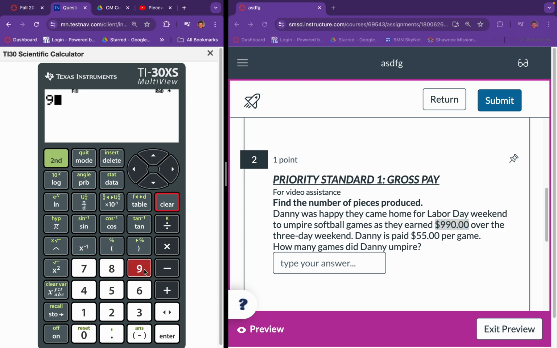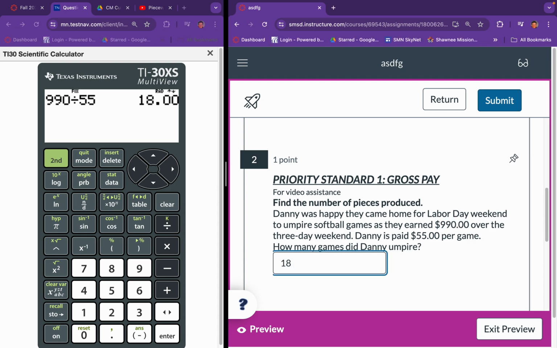So we're going to take $990 and divide it by $55 and find out that Danny worked 18 ball games. So Danny umpired 18 ball games that weekend. Danny came out, he umpired one game, two games, three games, 18 games in one Labor Day weekend. So that's a lot of work for Danny.